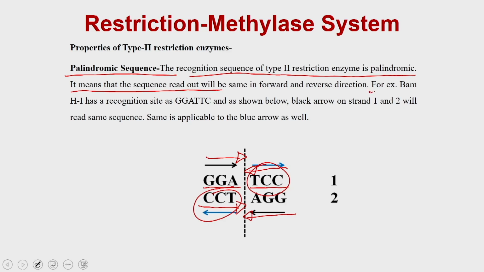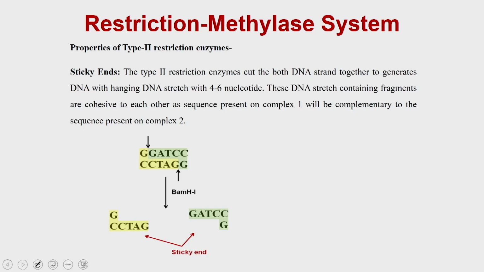And in this case we have taken an example of BamHI, which is another restriction enzyme. The second thing is that the type 2 restriction enzymes also generate sticky ends. What is meant by the sticky end is that if you cut a fragment, for example, in this case again we have taken BamHI as an example.